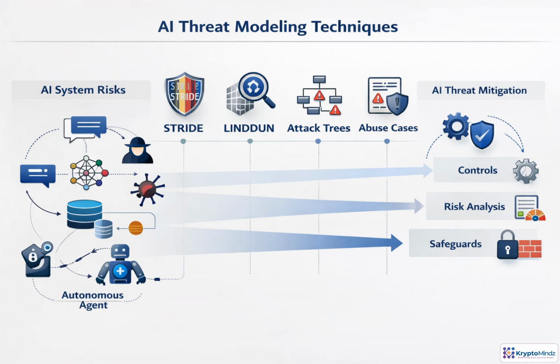AI changes the threat modeling conversation. Prompts, models, data pipelines, plugins, RAG, and agents all create new paths for abuse. In this module, we'll use proven techniques like STRIDE, LINDDUN, attack trees, and abuse cases to turn those risks into practical controls.